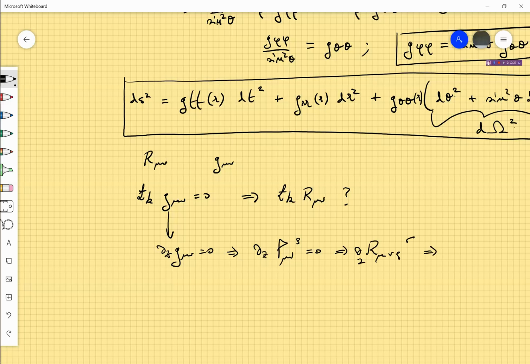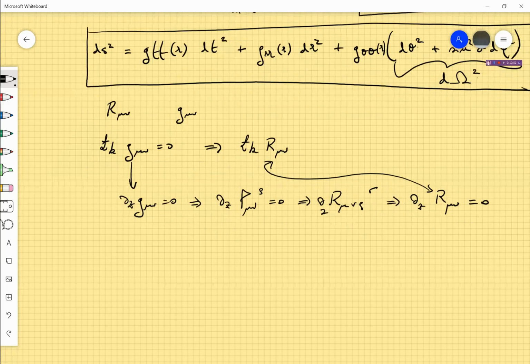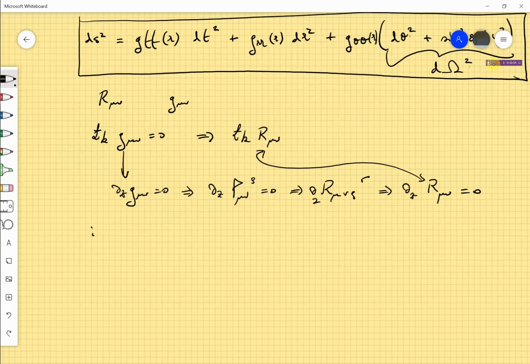But this is also true for R mu nu. This equation in this adapted coordinate is exactly equivalent to this, because this is exactly what happens for the metric. So yes, okay. And this means that all the results that we have obtained are also true for R mu nu. This means that, one, R mu nu will be diagonal in these coordinates.